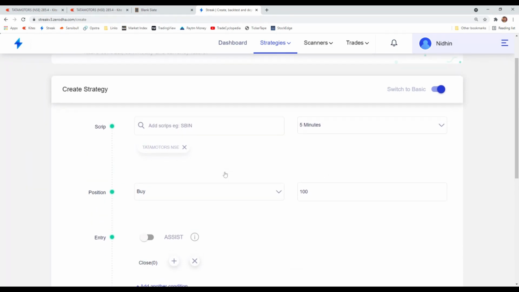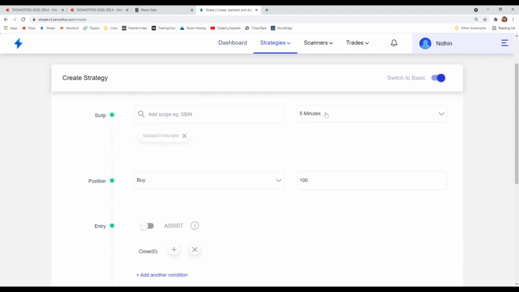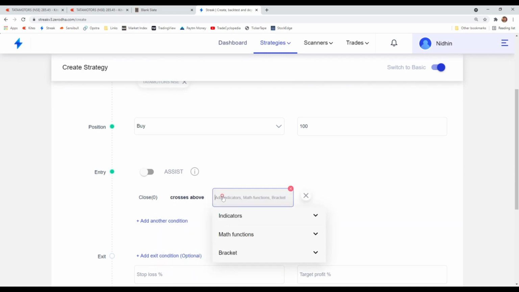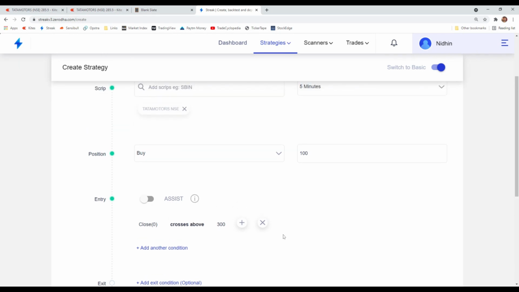We can count a number of candles like that. Close zero means the current close of a 5 minute candle crosses above. The same number, I need to type a number and put 300. So why is this necessary? Because you should understand the main difference between higher than and crosses above. Let me tell you one other difference.